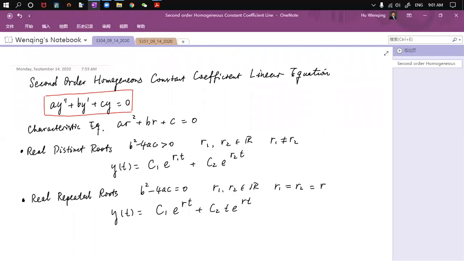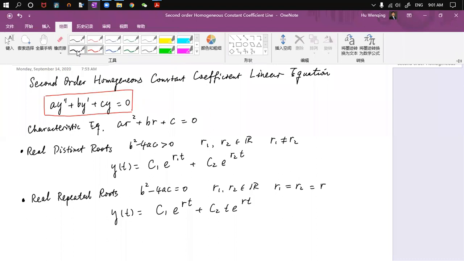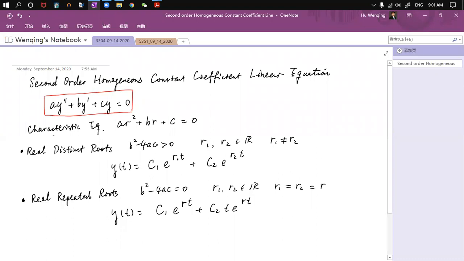If the equation is equipped with initial values, then it will be an initial value problem. So in general, how do you find the solution of such equations? You have to write down the so-called characteristic equation. That means you replace the second derivative by r squared, the first derivative by r, and the zero derivative by a constant. That's called the characteristic equation.